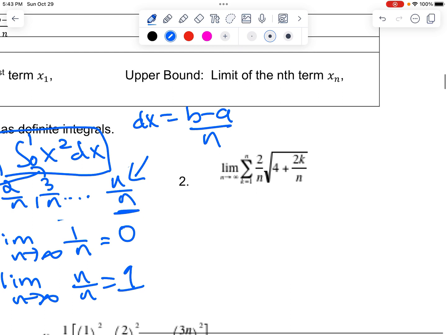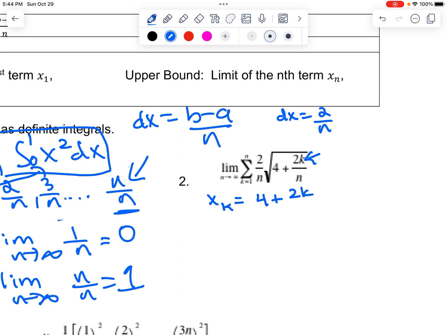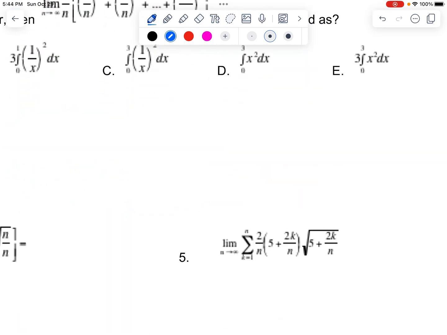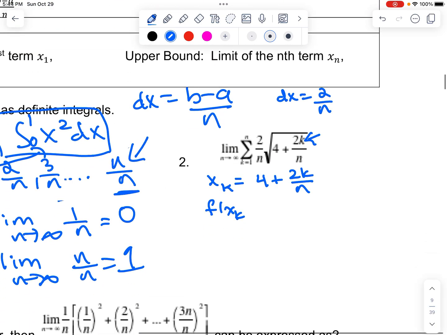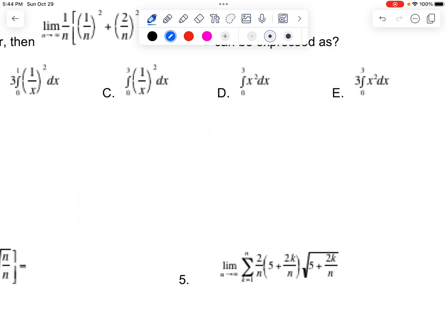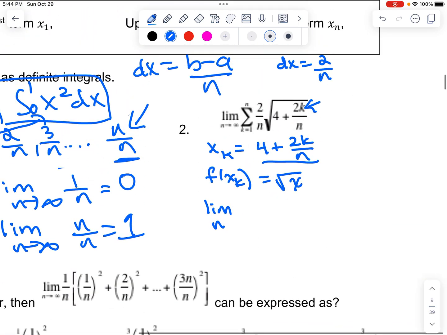So notice here, my dx looks like it's going to be 2 over n. Notice that's your k. There are a couple of different ways you can do this. Let's say I called x sub k everything underneath the function. Then my f of x sub k would be, notice what am I doing to all of this? I'm taking the square root of it. So there's my function.